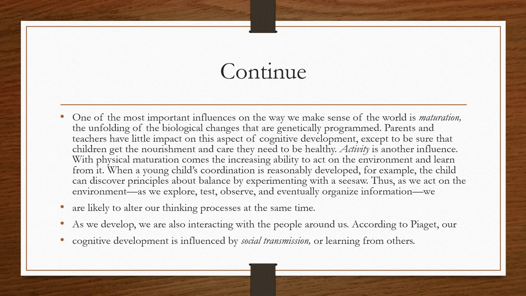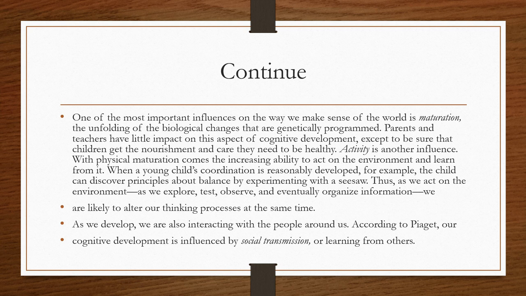Activity is another influence. With physical maturation comes the increasing ability to act on the environment and learn from it. When a young child's coordination is reasonably developed, for example, the child can discover principles about balance by experimenting with a seesaw. Thus, as we act on the environment, as we explore, test, observe, and eventually organize the information, we are likely to alter our thinking process at the same time.